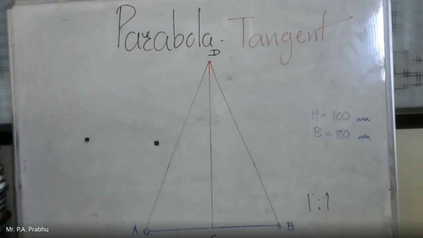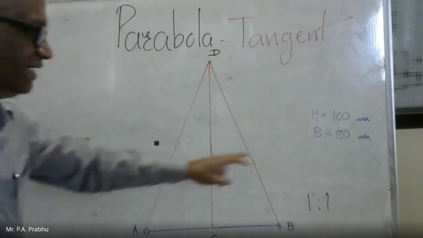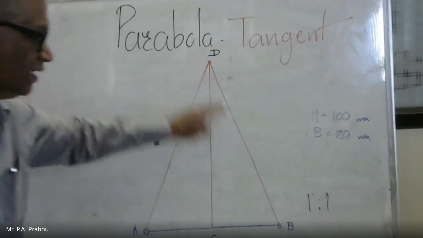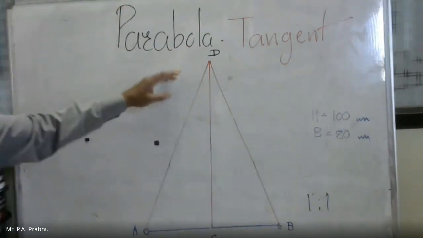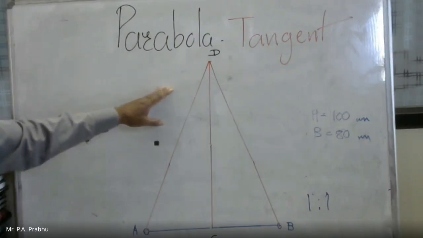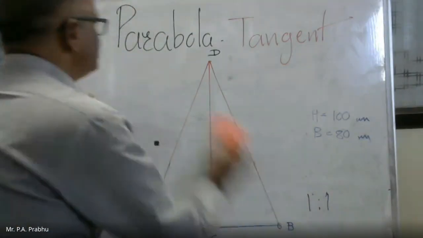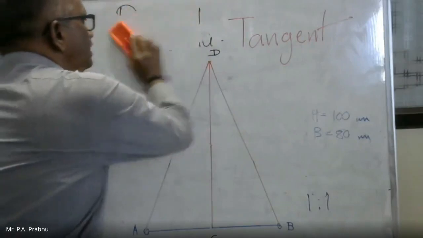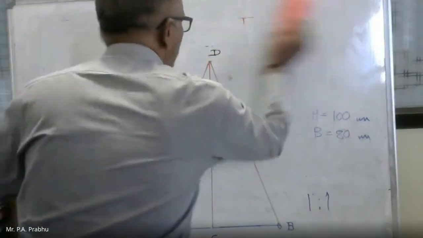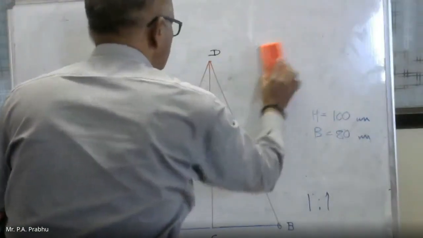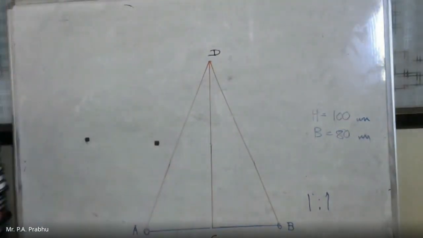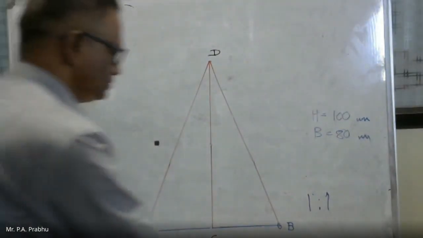Then divide these sides, that is AD and DB, into the same number of equal parts. And always remember, divide into even parts. The reason I will tell afterward. So divide these sides of the triangle into the same number of equal parts. So I will divide this into, suppose, 6 parts. How to divide?